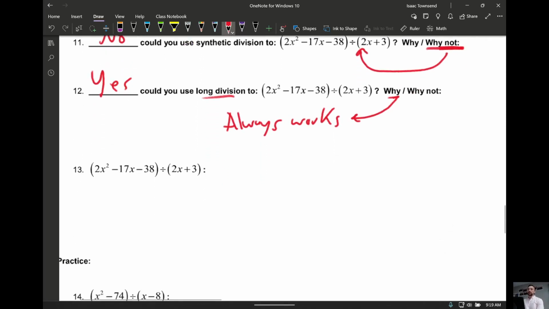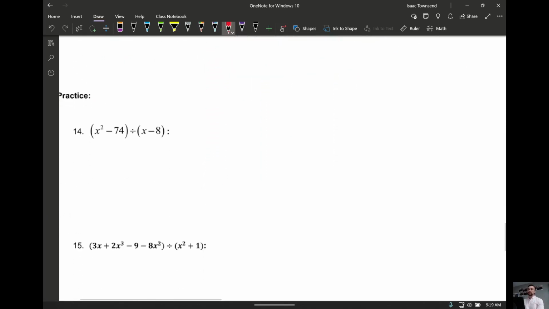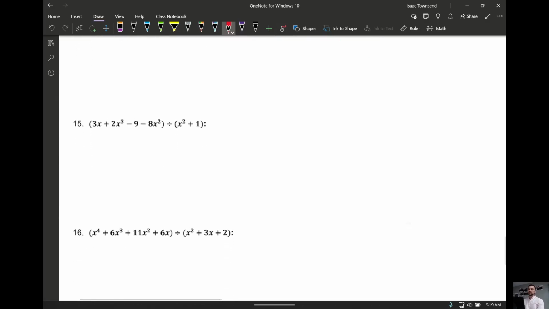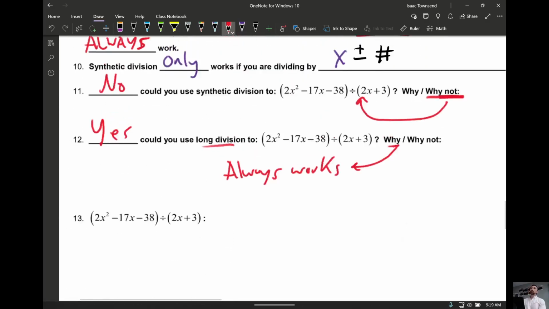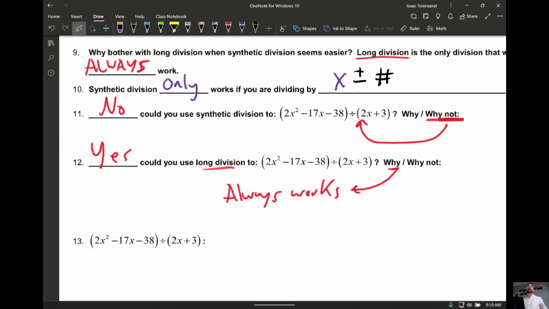So looking at 13, 14, 15, and 16, there's only one of those that you can use synthetic division on if you want to. The other 3 have to be long division. Or you can do all 4 as long division.